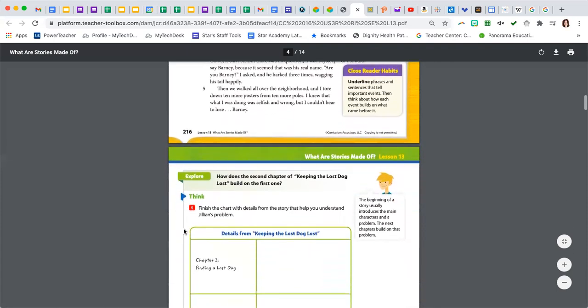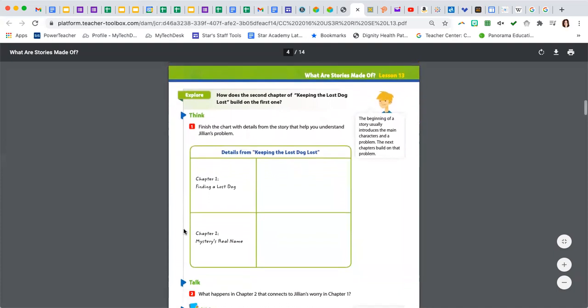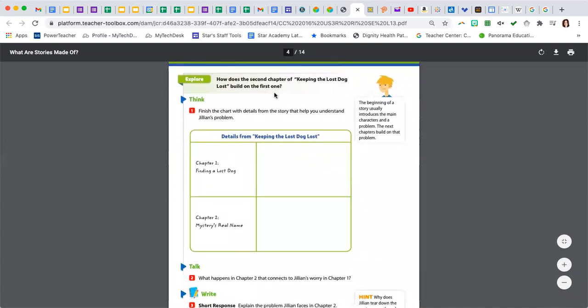Okay, let's take a look at page 217. How does the second chapter of Keeping the Lost Dog Lost build on the first one? And so, of course, there's a chart here. Finish the chart with details from the story that help you understand Jillian's problem. So, chapter 1, Finding a Lost Dog. And of course, chapter 2, Mystery's Real Name. And you are going to be providing details from each of those chapters to help you understand Jillian's problem.